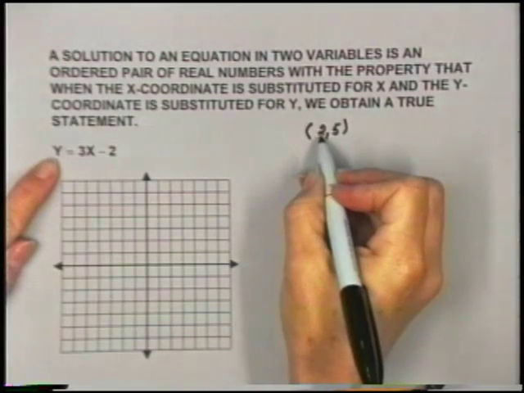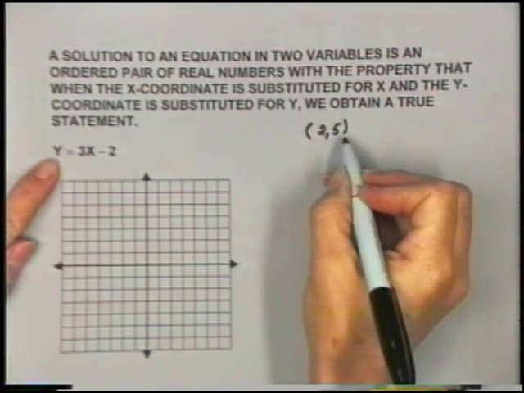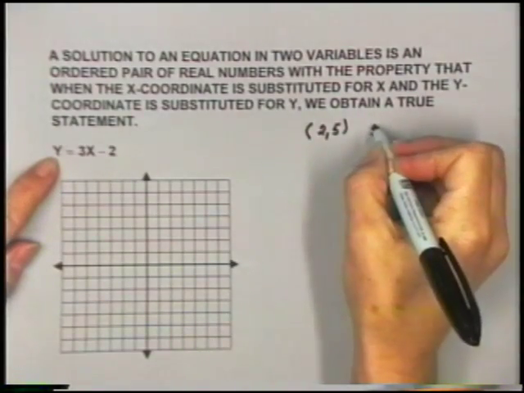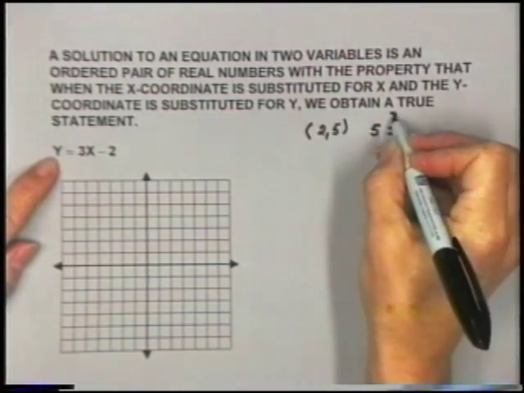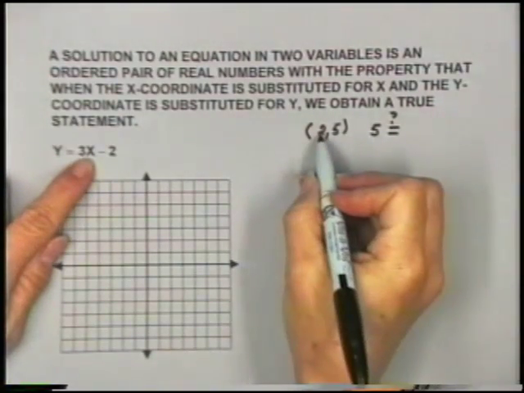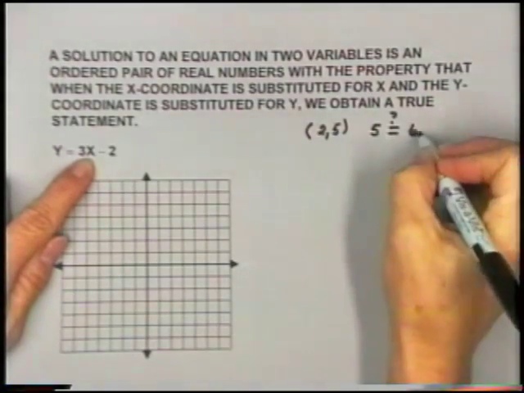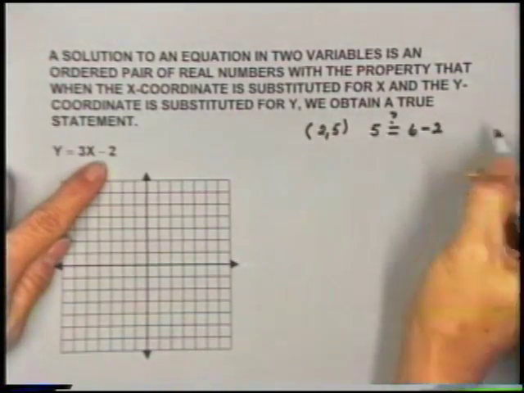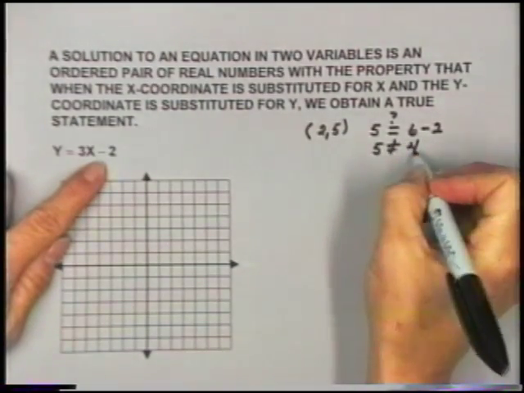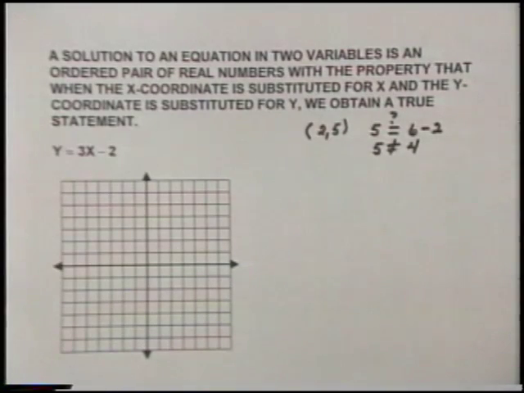Well, if it is, we must be able to substitute 2 for x and 5 for y. If we do that, if I put a 5 in for y, I'm asking myself, is it true that 5 is equal to 3 times x minus 2? Well, if x is 2, 3 times 2 would be a 6, minus this 2 right here. Of course, we can see that 5 does not equal 4. So this ordered pair (2, 5) is not a solution for this equation.